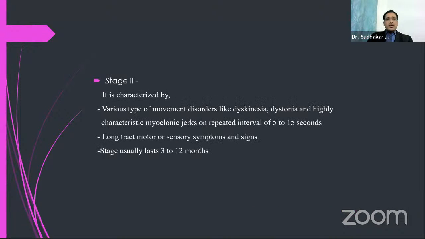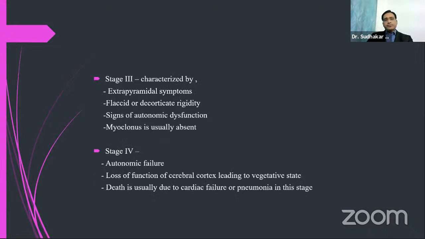Then it is followed by stage 2, which is characterized by various types of movement disorder like dyskinesia, dystonia, and we are going to get the highly characteristic myoclonic jerks in stage 2. I will be discussing this EEG finding of myoclonic jerks also in the following slides. Along with this, there are long tract motor or sensory symptoms and signs, and usually this stage lasts from 3 months to 12 months.